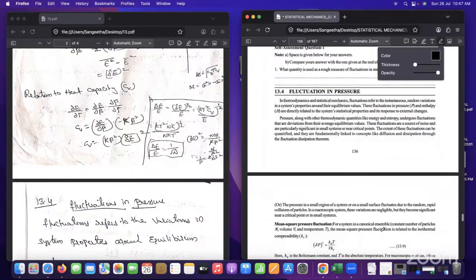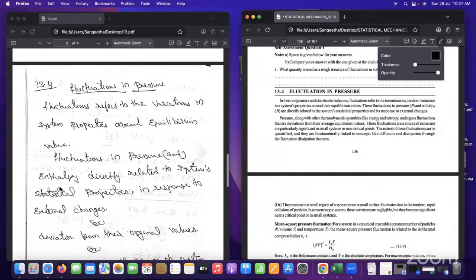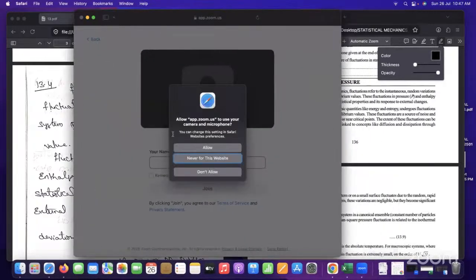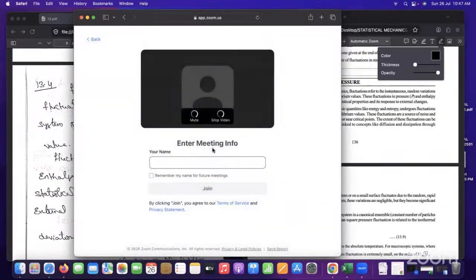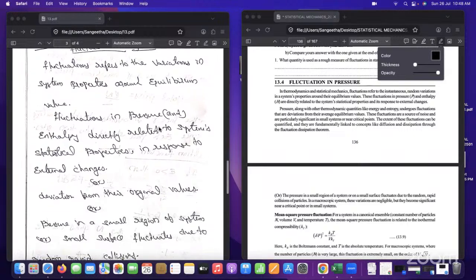Next, we will see fluctuation in pressure. Here, variations in the system property across the equilibrium value, some changes are taking place. Those changes we are calling fluctuation. Now we will see fluctuations in pressure.